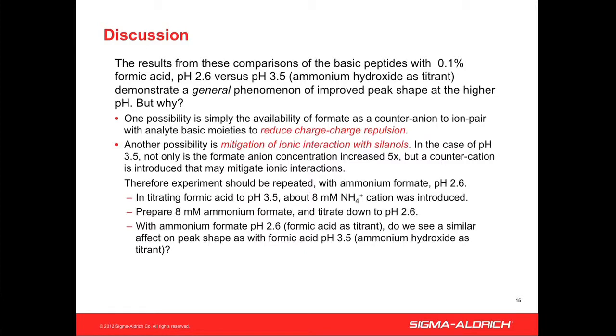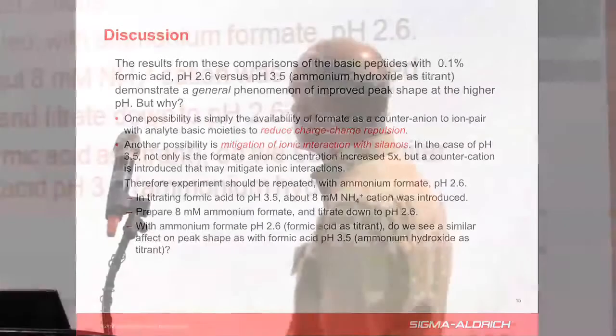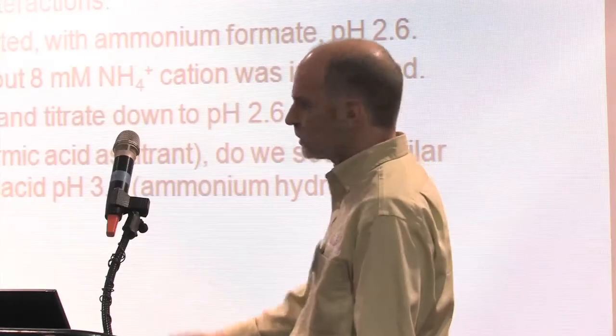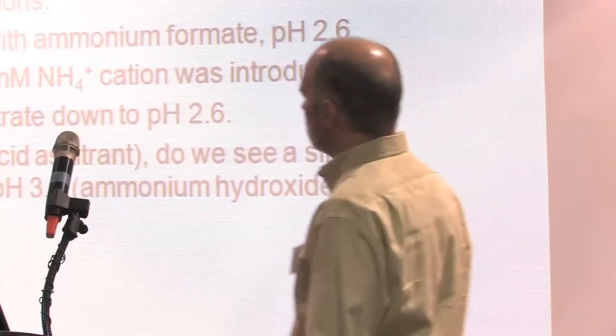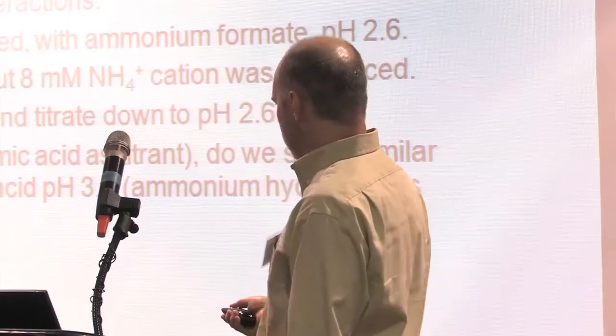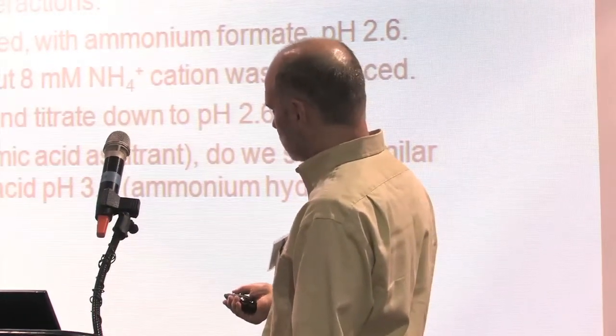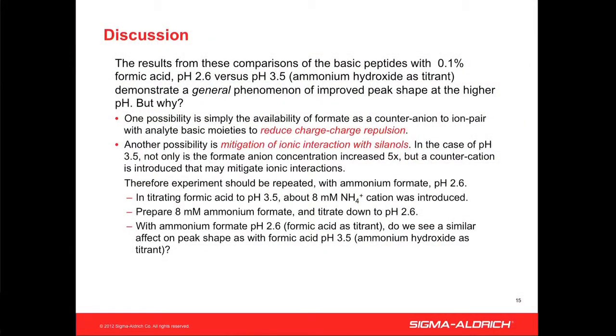Another possibility is the mitigation of ionic interactions with silanols. In the case of the pH 3.5, not only do you have the formate anion concentration boosted 5-fold, but counterion ammonium is also introduced. So in order to differentiate between these two, we wanted to do an additional experiment. Again, as I just stated, in titrating formic acid to pH 3.5 with ammonium hydroxide, the final concentration of ammonium cation is about 8 millimolar. So the idea then is simply to prepare an 8 millimolar ammonium formate solution, titrate it down to pH 2.6, and what do we see as the result?